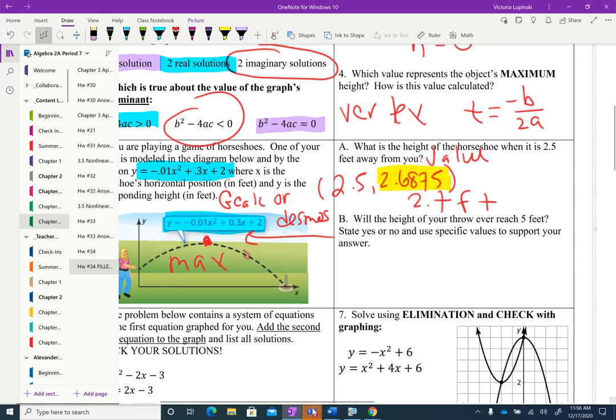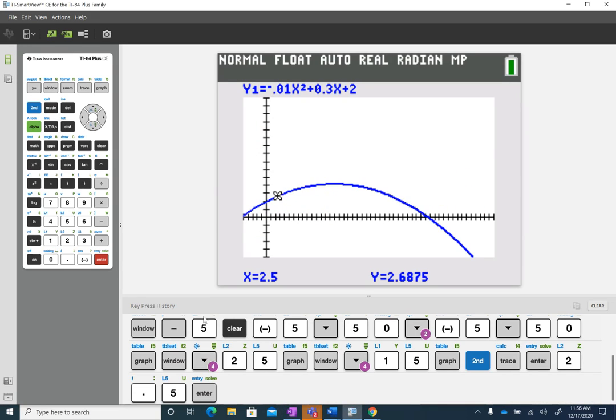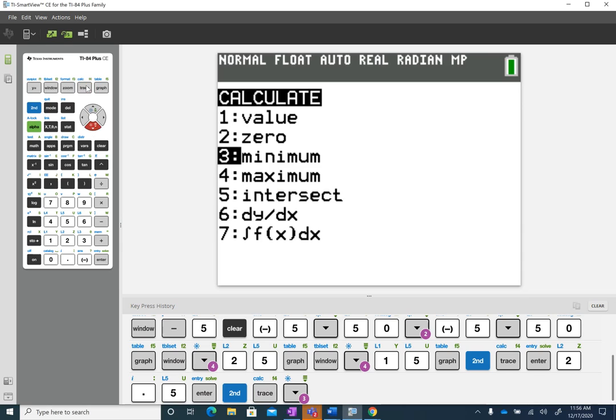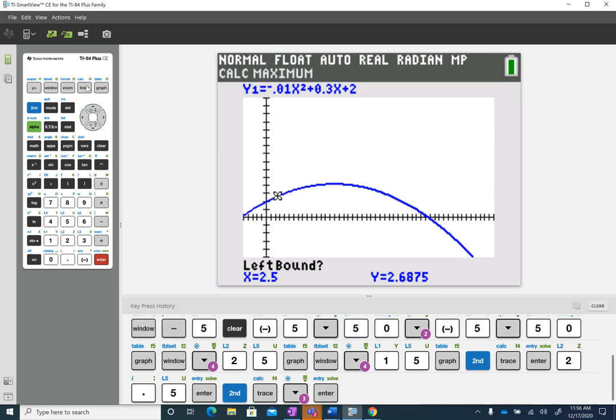So going back to the calculator, remember all the good stuff is in that same spot, second trace. I'm going to calculate the maximum. So I'm going to be close to the maximum, but on the left. Then I'm going to be close to the maximum, but on the right. What you're doing is telling the calculator to find the answer between those two dotted lines. You don't have to guess. One more time will give you the answer. So it looks like the maximum is 15, 4.25.